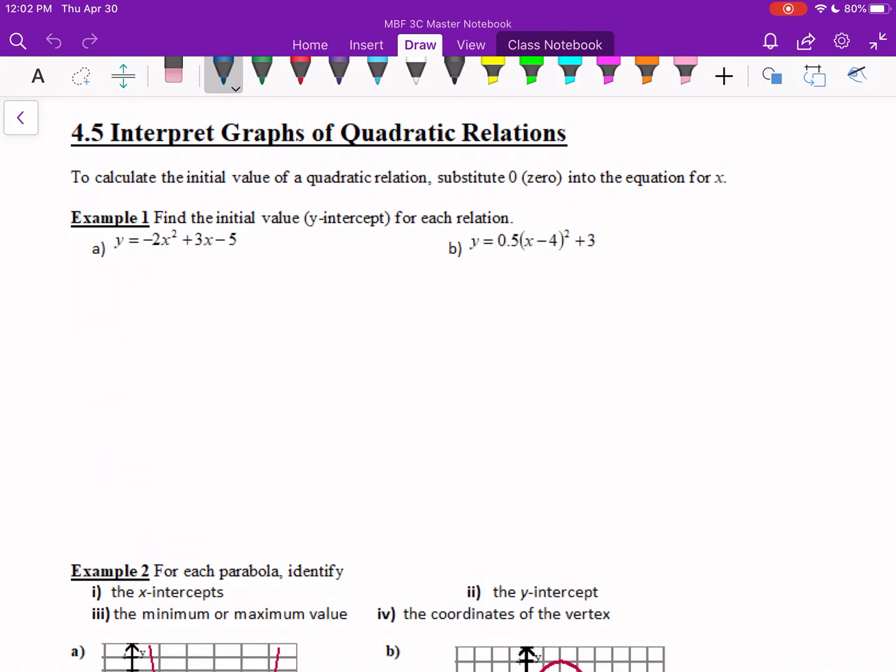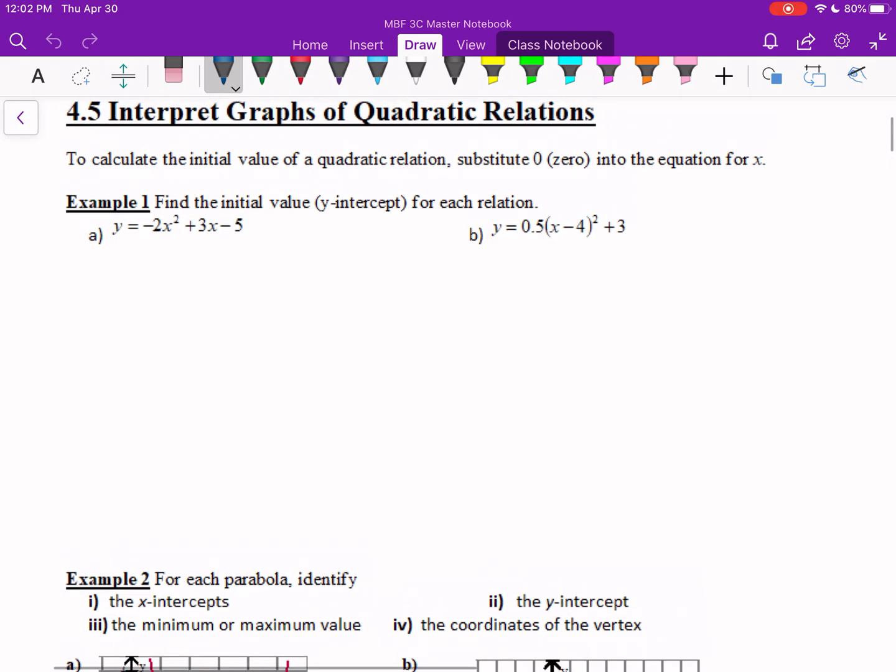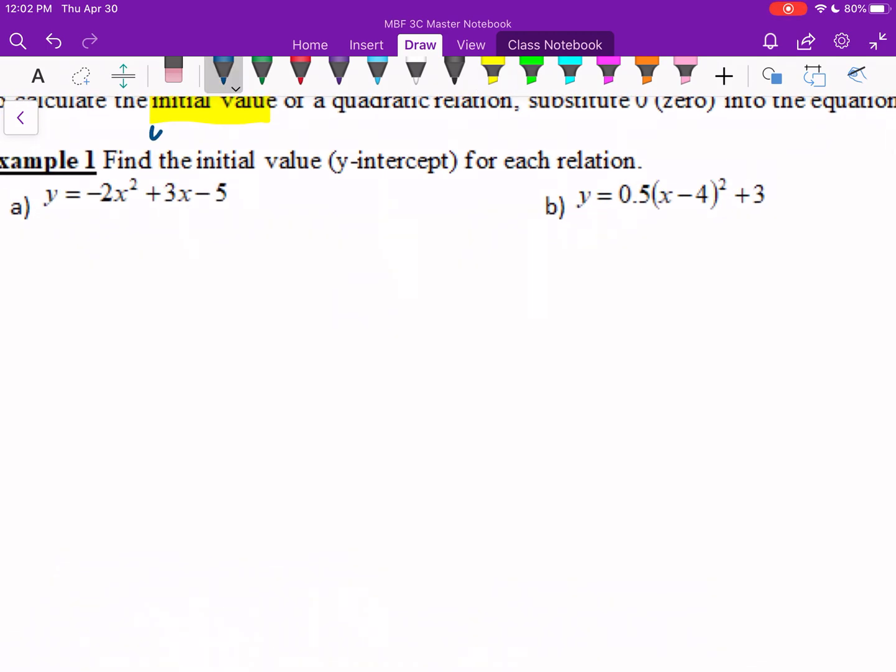Here's our last lesson to do with vertex form of a quadratic. This is just where we put it together and then look at how it relates to the graph and maybe solve a few problems to do with it. So to calculate the initial value of a quadratic relation, let's just backtrack for a second. Initial value basically means the y-intercept. If we're thinking about the graph, we're thinking about the y-intercept.